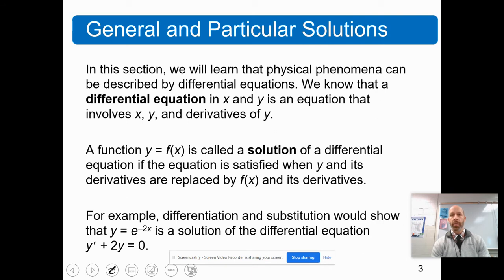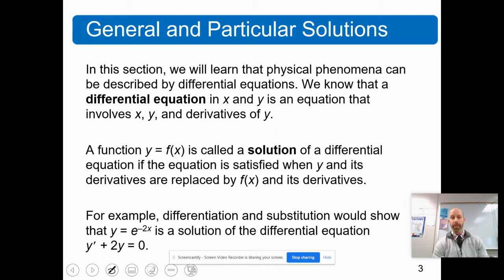So in this section, we will learn that physical phenomena can be described by differential equations. We'll see that particularly next week. We know that a differential equation in x and y is an equation that involves x and y and a derivative of y. A function y equals f of x is called a solution of a differential equation if the equation is satisfied when y and its derivatives are replaced by f of x and its derivatives.